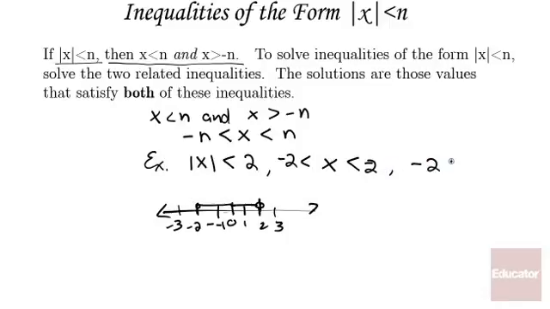x is greater than negative 2. So we're just writing this out into two separate inequalities. And x is less than 2. Okay? So what this is telling me, the absolute value of x is less than 2, is that x is greater than negative 2, and it must also be less than 2. It has to satisfy both inequalities. The solution set for this must satisfy both of these related inequalities, which can also be written like this.